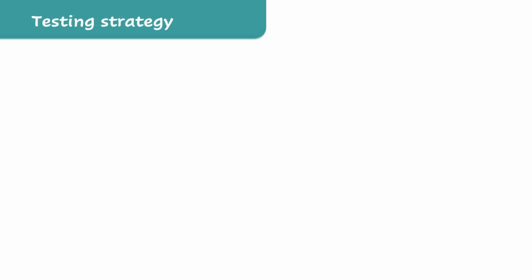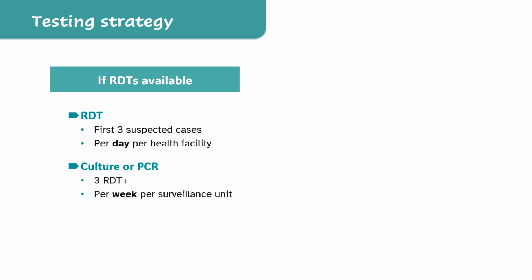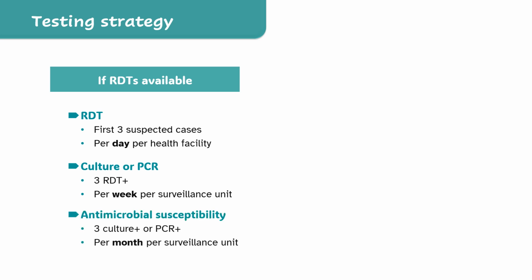In surveillance units where rapid diagnostic tests, RDTs, are available, each day and at each health facility, the first 3 suspected cholera cases are tested with a RDT. In addition, 3 suspected cholera cases tested positive by RDT are tested every week by culture or PCR. 3 cholera cases confirmed by culture or PCR are also tested every month for antimicrobial susceptibility.